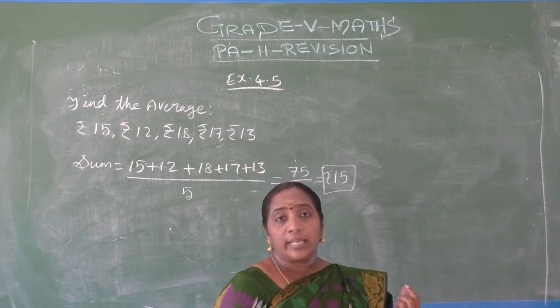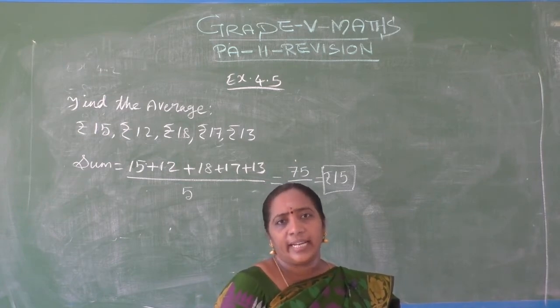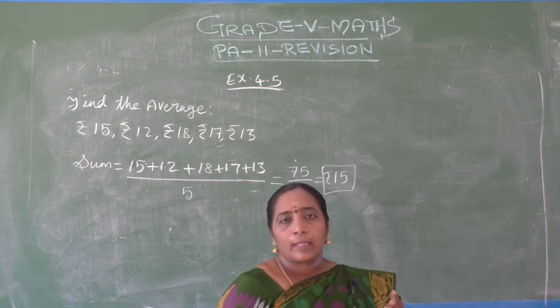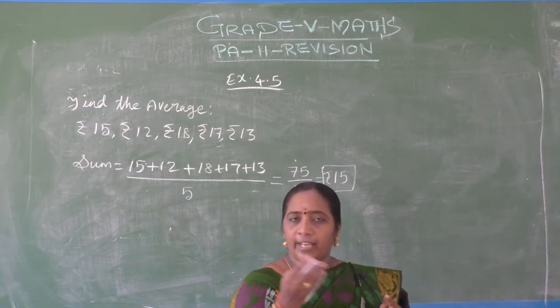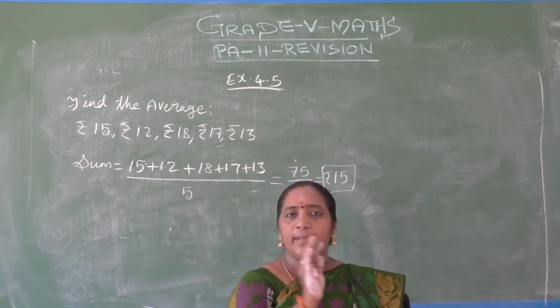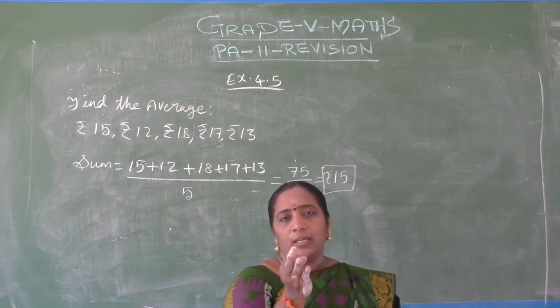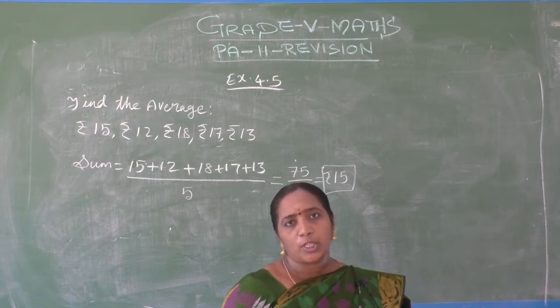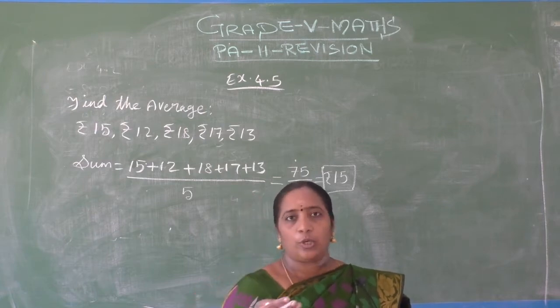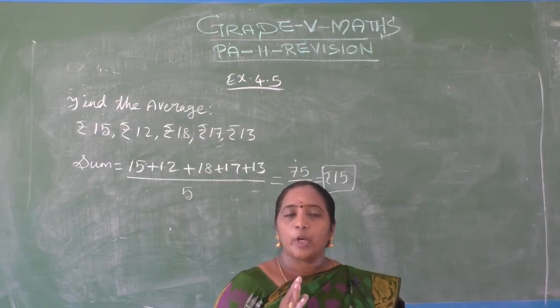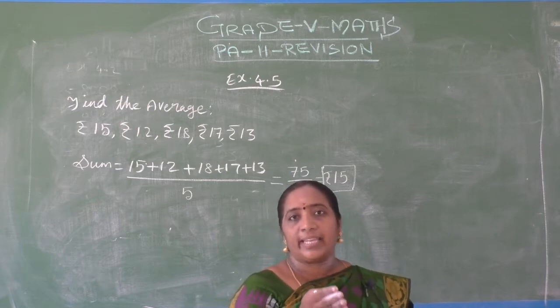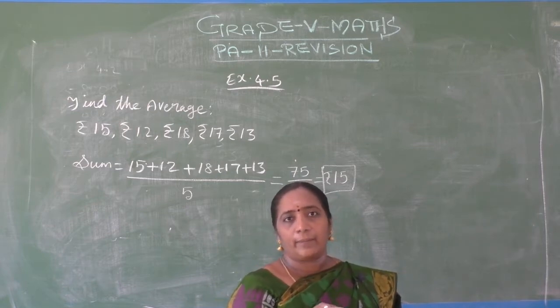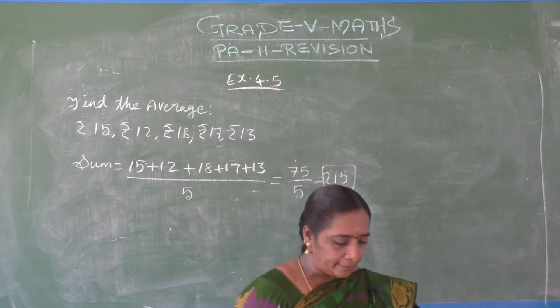Multiples are infinite. Infinite means endless, numbers keep continuing like that. Say the last multiple of 5. Is it possible? We cannot say the last multiple of 5. No, because it is infinite. So multiples are infinite.